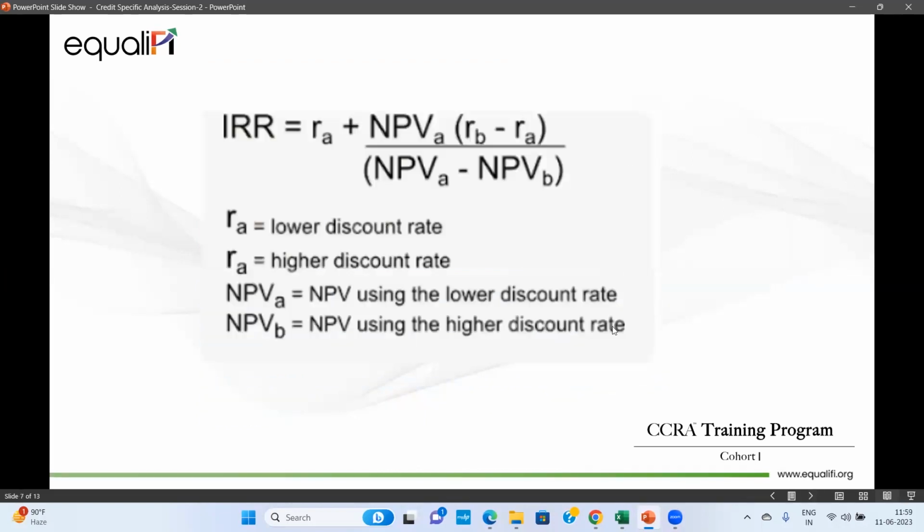This is a typical formula of IRR where two discounting rates are given. So you can take a snip of this because we will do a bit of exercise after this. Please take a snip of this.